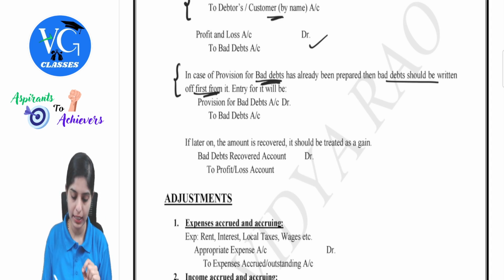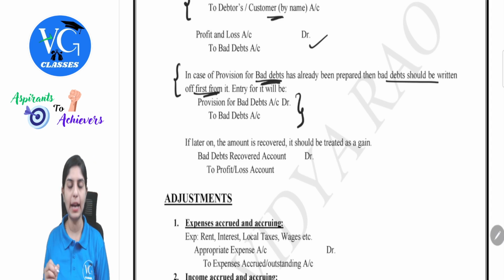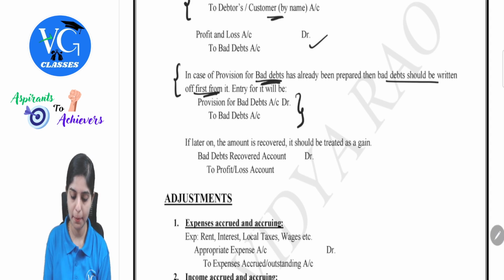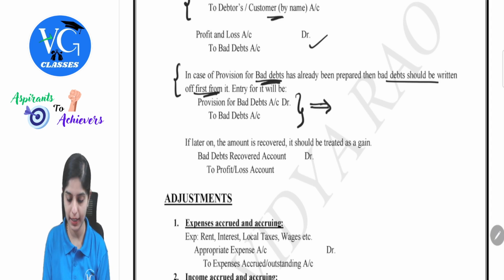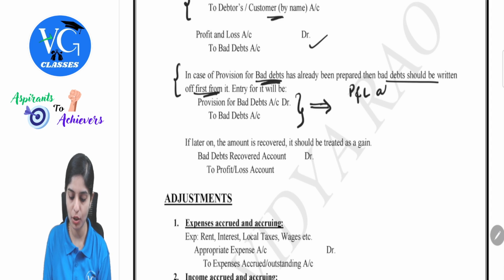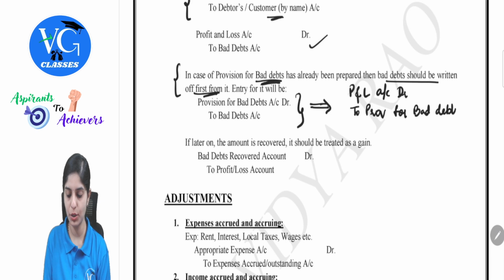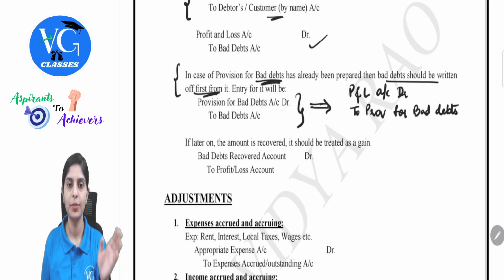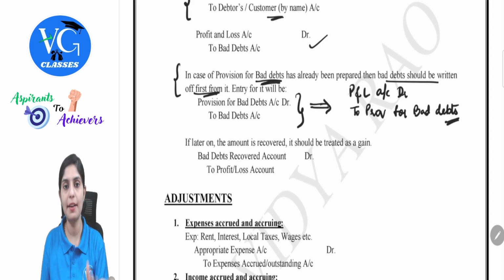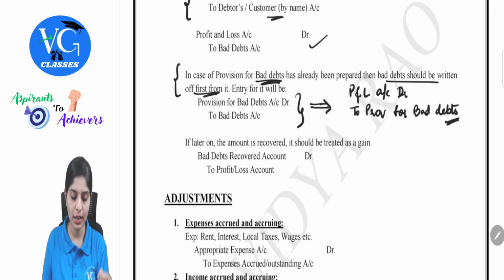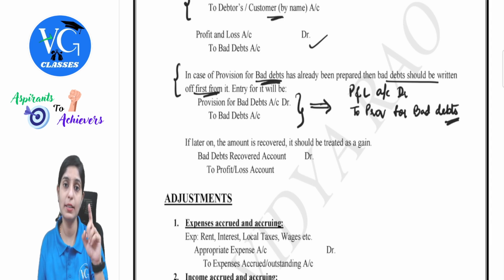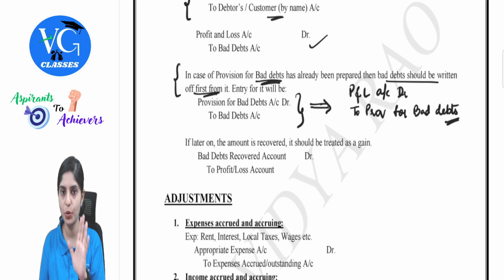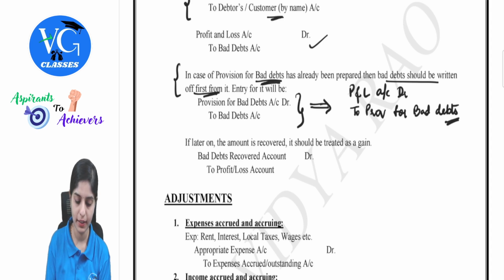When I make use of it, the entry for this will be provision for bad debts account debit to bad debts account. See, before this, while the provision would have been created, the entry would have been profit and loss account debit to provision for bad debts. You will understand this in a further journal entry. So this reflects that you are setting aside a portion of profit. Now, when you are utilizing this provision, which will generally have a credit balance, since I'm utilizing it, that will be debited to bad debts account. Remember, bad debts to profit and loss, what we were doing, so that will be reflected here.